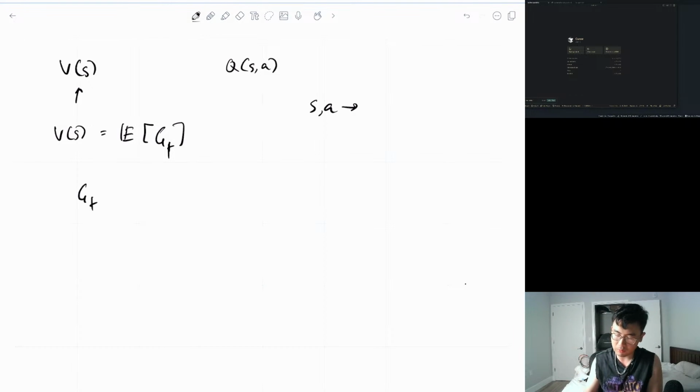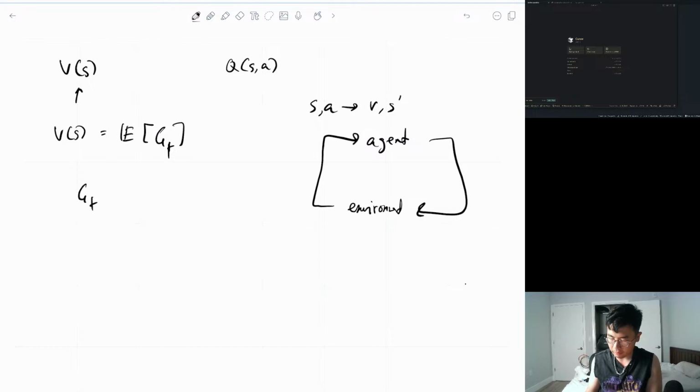Our environment is going to give us some reward, and we're going to end up in a new state. So there's this famous loop: agent, environment, agent. There's a famous diagram, right? The agent takes some action in some state, and the environment will give you a reward and a new state, right? And then you have this cycle that repeats itself. It is a sequential decision-making process.